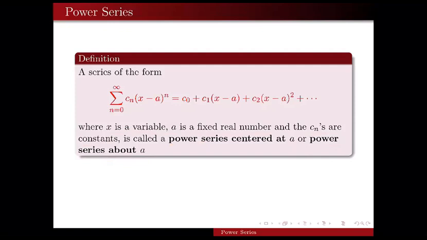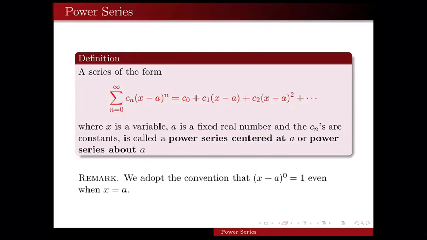So again, a power series centered at a is of the form sum from n equals 0 to plus infinity of Cn times (x minus a) to the power n, okay? And if you expand this sum, you just have C sub 0 plus C sub 1 (x minus a) plus C sub 2 (x minus a) squared plus so on and so forth.